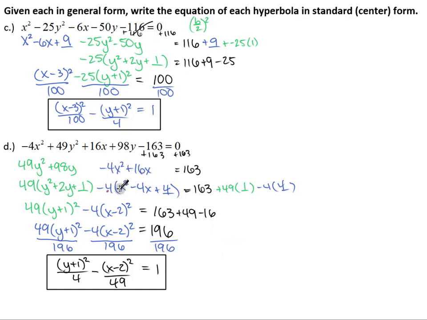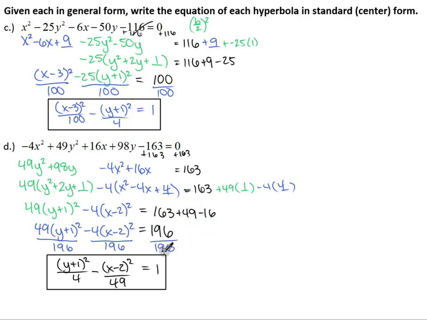Here, factoring out a negative 4 from both of these, you get x² − 4x. Half of that squared is 4. So add negative 4 times 4 again. Negative 4 times 4 is what we added to this side. Make sure you do the same here.